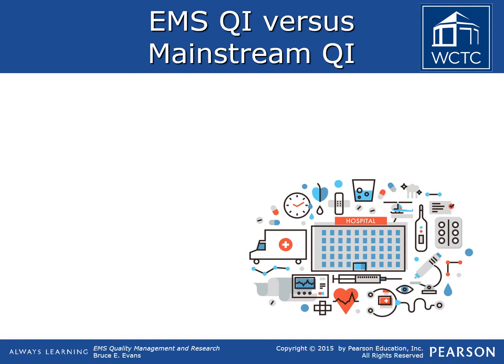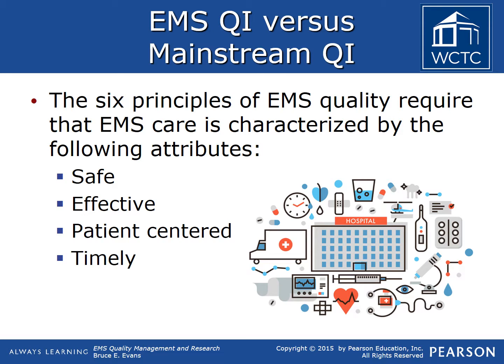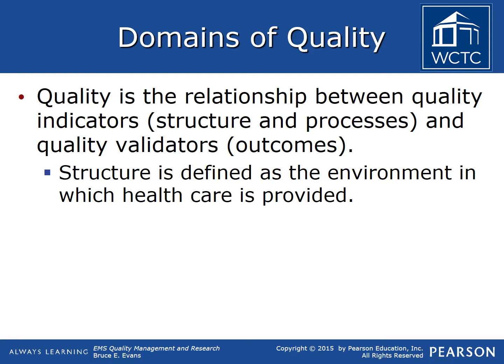With this being said, there are six attributes of EMS care commonly recognized as indicators of quality: safe, effective, patient-centered, timely, efficient, and equitable. As we continue to explore quality improvement in EMS, you will see these attributes again and again. Simply stated, quality within a healthcare setting is the relationship between indicators, structure and processes, and validators, outcomes. Structure is defined as the environment in which healthcare is provided or will occur.